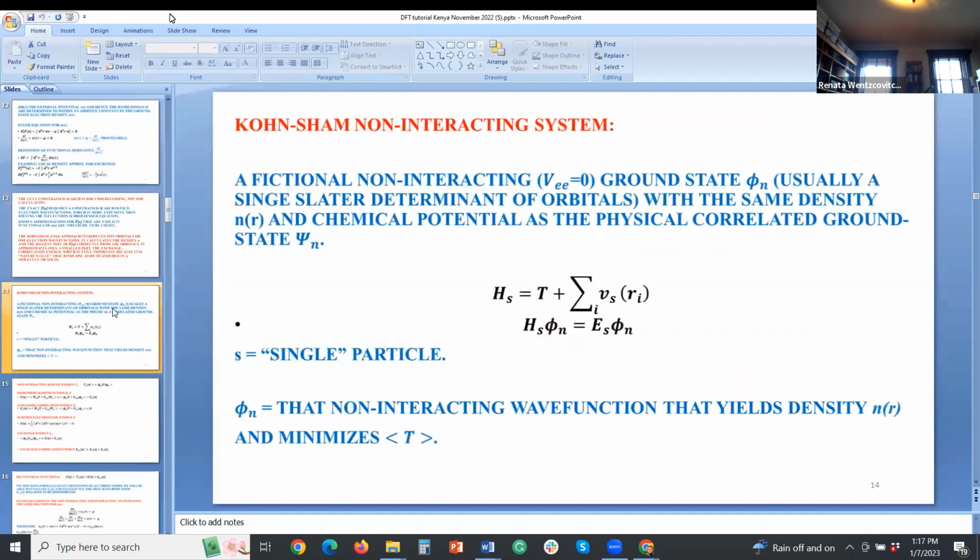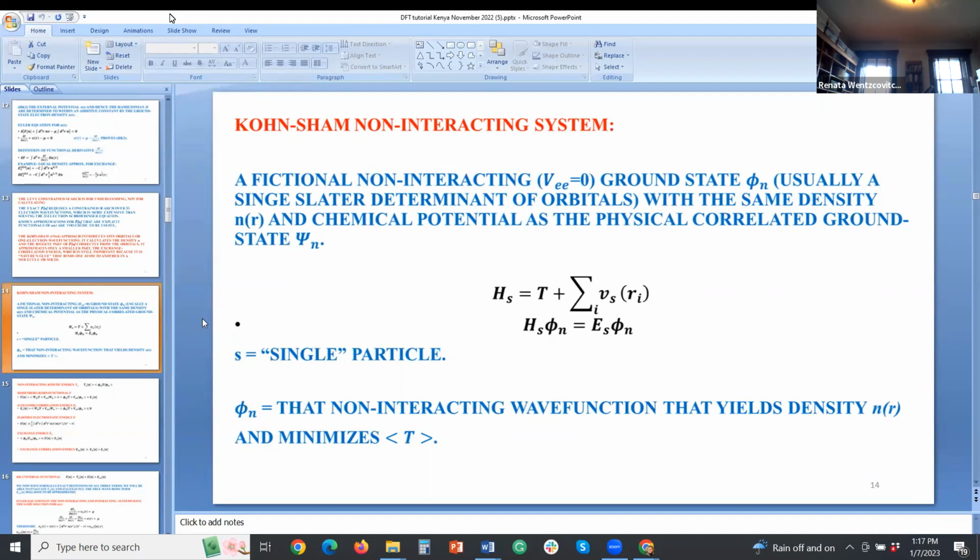So in Kohn-Sham theory, we posit a fictional non-interacting system with the same ground state density as the interacting system. In this non-interacting system, the electron-electron interaction, VEE, is set to 0. As a result, the Hamiltonian of that system is just the sum of a kinetic energy operator and the sum of the interactions of each electron, the effective potential V_S of r, which is in general different from the external potential that the non-interacting electrons see.